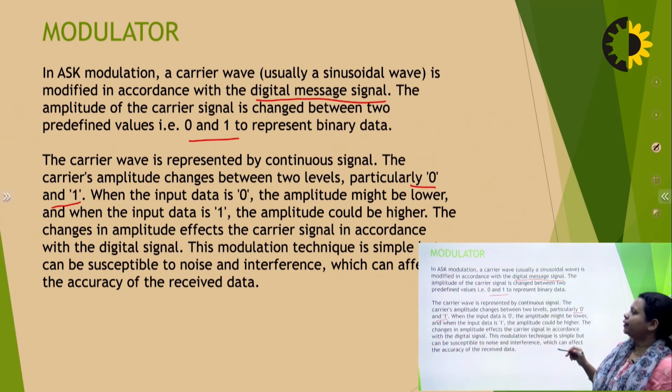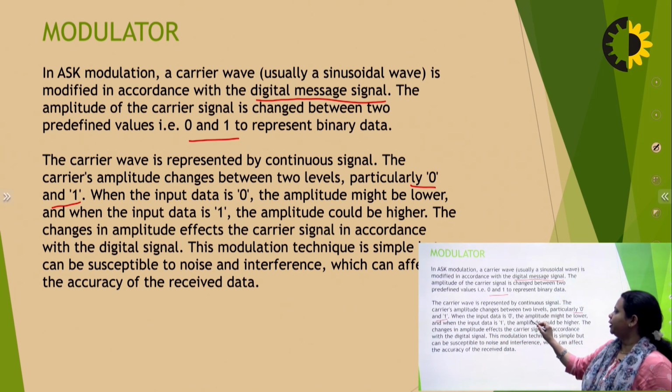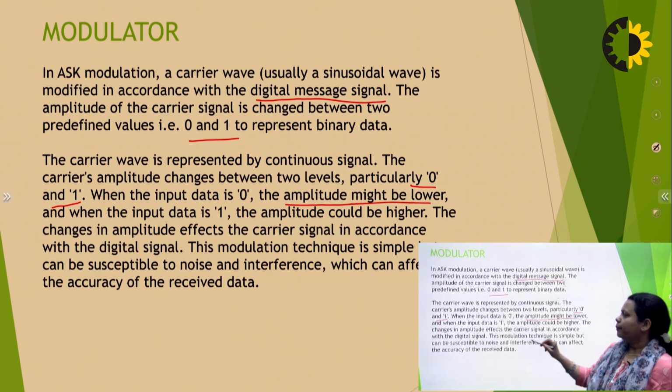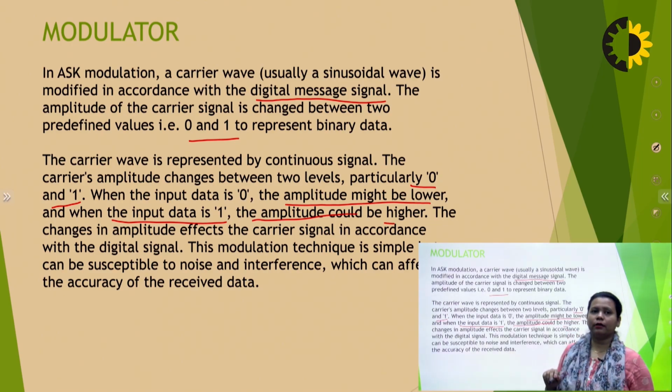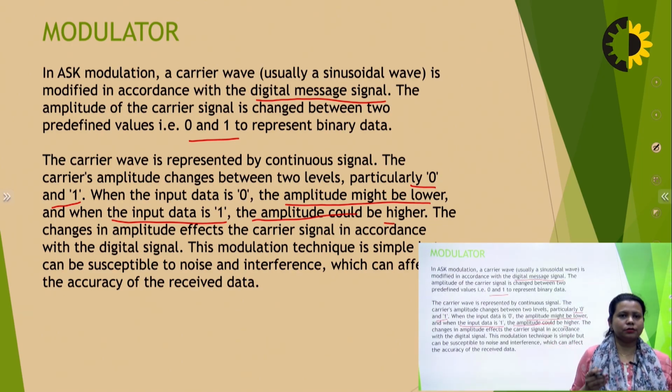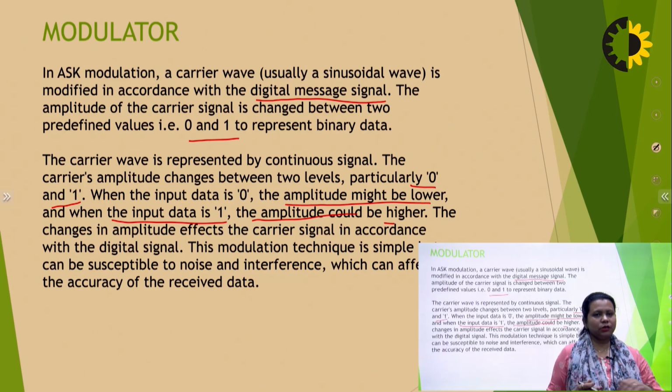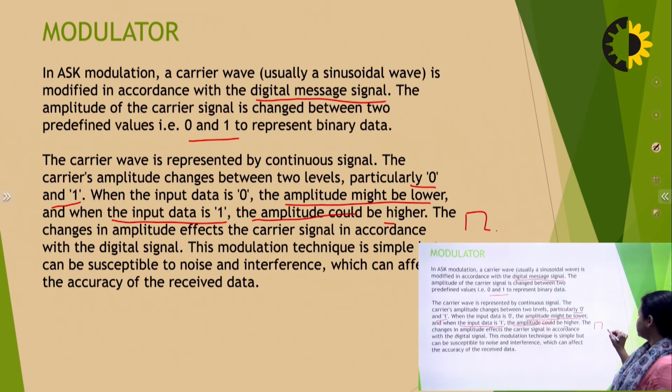So when the input data is 0, the amplitude might be lower. But when the input data is 1, the amplitude could be higher. So when we have data 0, the amplitude is 0, or you will get some small amplitude as well, like your signal is like this, right? This is your carrier signal, suppose. So your modulated signal should be like this. This is 0.